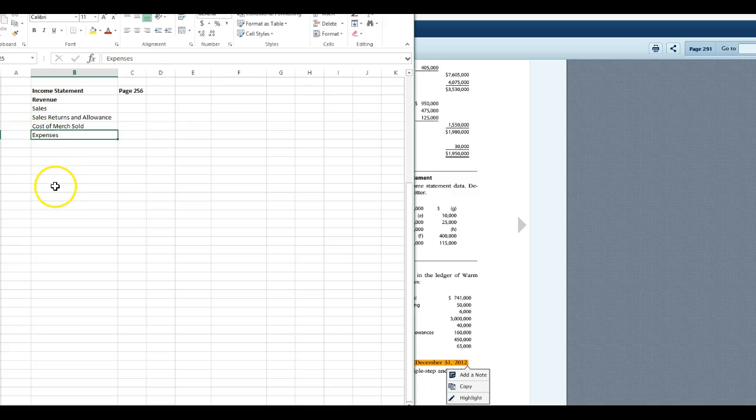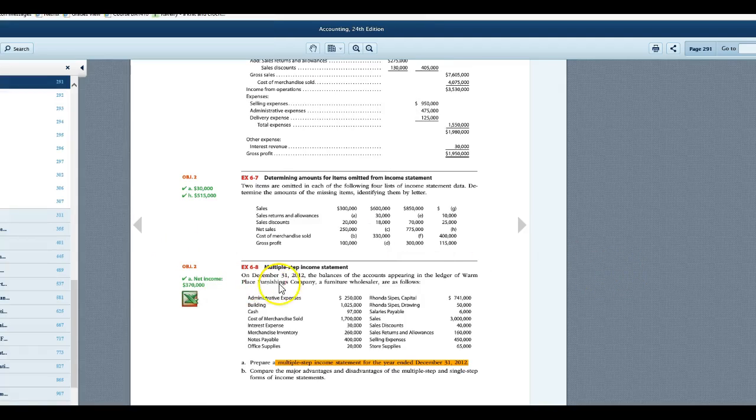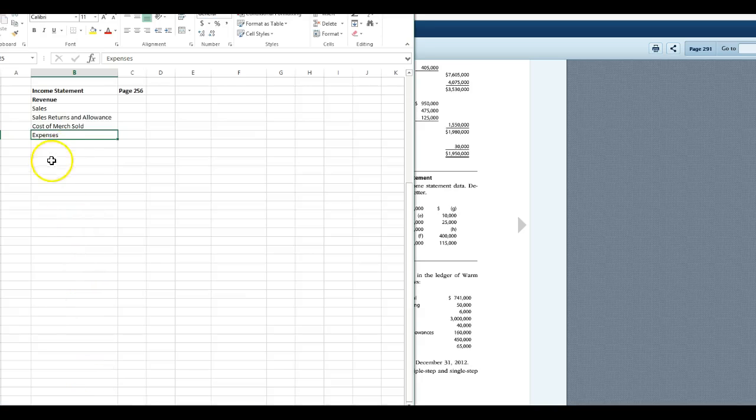And then finally, expenses. So if it's not a revenue account, if it's not the sales or sales returns and allowances account, or cost of merchandise sold or expenses, it does not go on this statement. So they give us accounts such as administrative expenses. Well, administrative expenses has the word expense in it, so therefore I know it's an expense. Building, on the other hand, does not have the word expense in it, and it does not say sales, sales returns and allowances, or cost of merchandise sold. So I can tell that the building account does not go on my income statement.